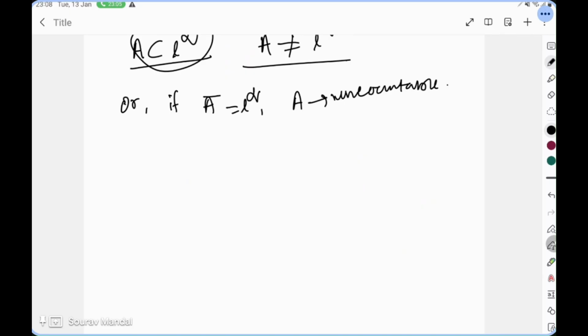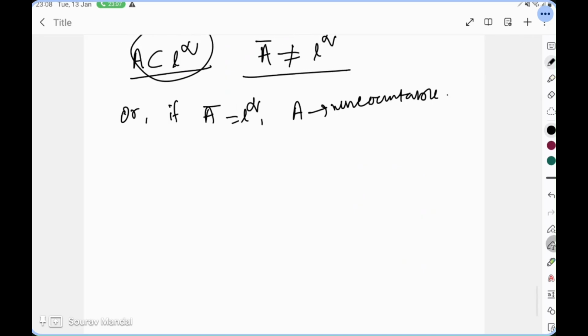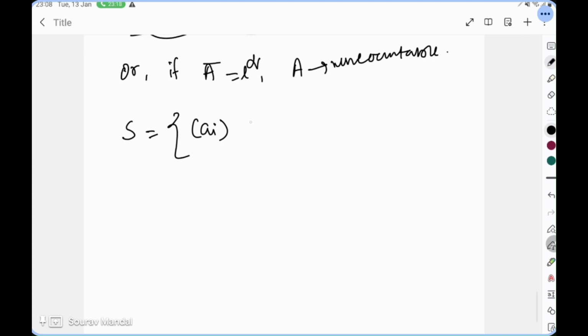So I am considering some S, which is the collection of all sequences (ai), where ai has only two options. That is, ai may be either 0 or 1.